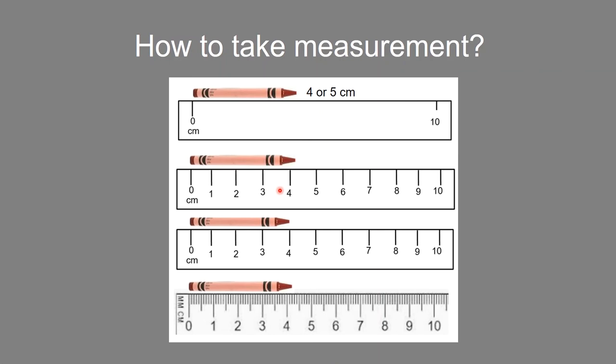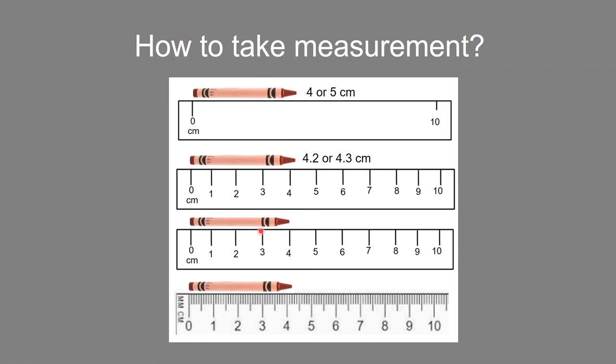On the second ruler, each line is worth 1 centimeter, and the length of the crayon is longer than 4 centimeters but less than 5 centimeters. So an appropriate reading for this would be either 4.2 or 4.3 centimeters. And in this measurement, my 4 centimeters is the known digit. I took it from this mark, and this 0.2 and 0.3 is my estimate.